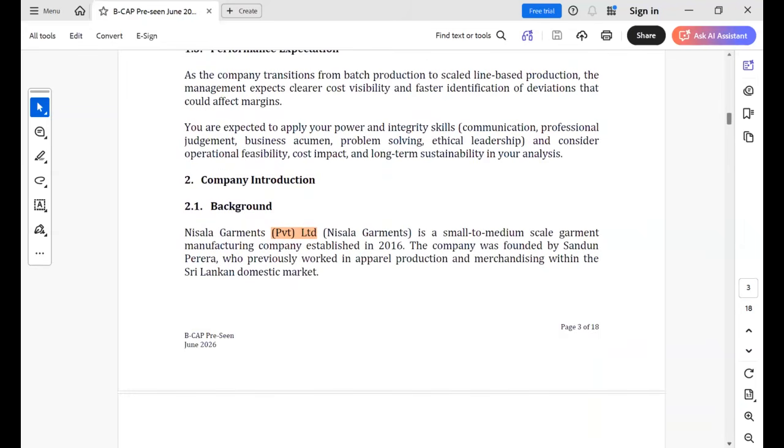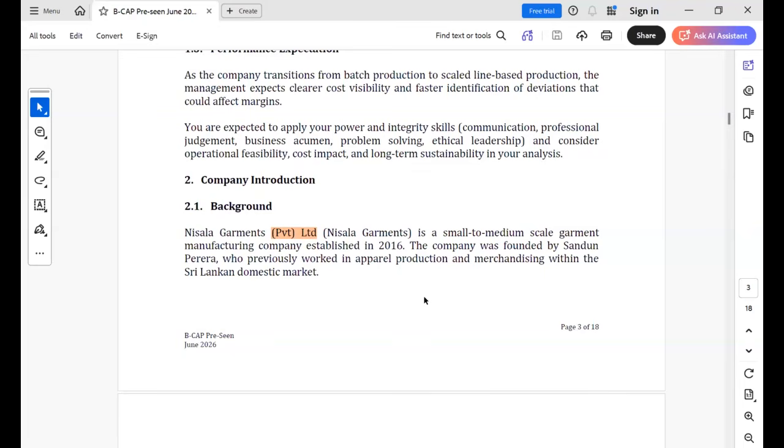So let's go to the company introduction. Here there are 5 cases given, 5 scenarios, and out of those you have to select one. Before you go into the scenarios, first look at the background information of the company. As I told you, this is the garment industry.